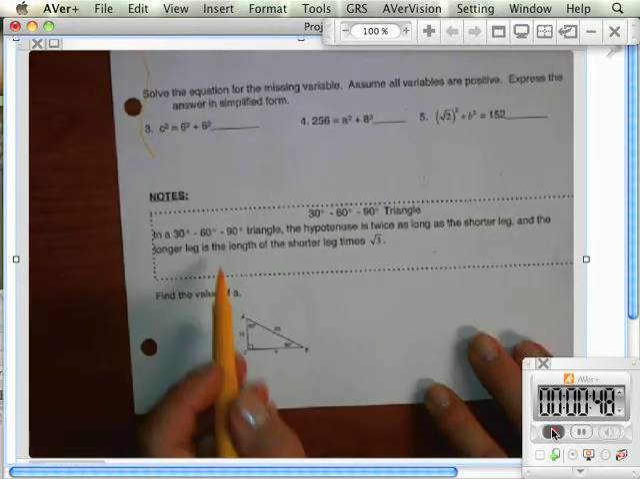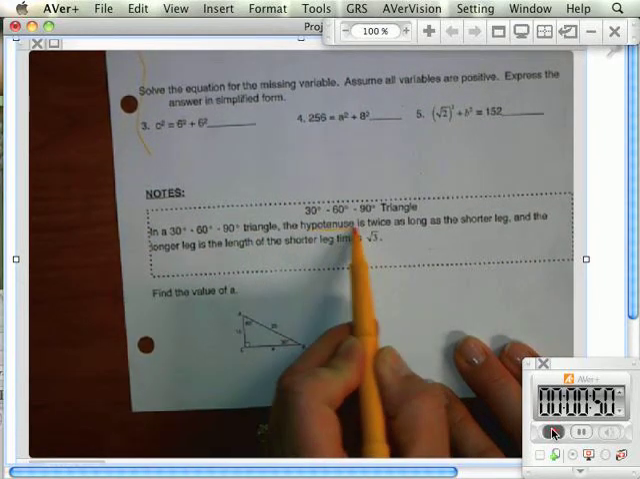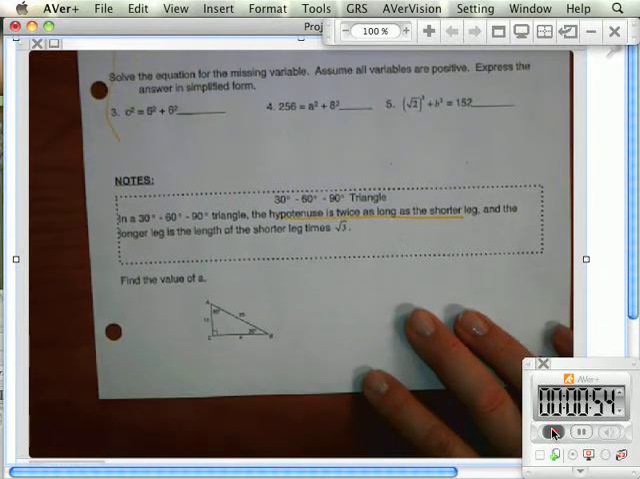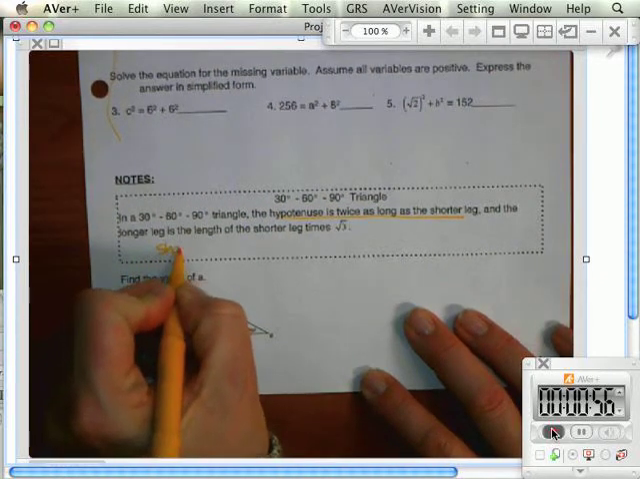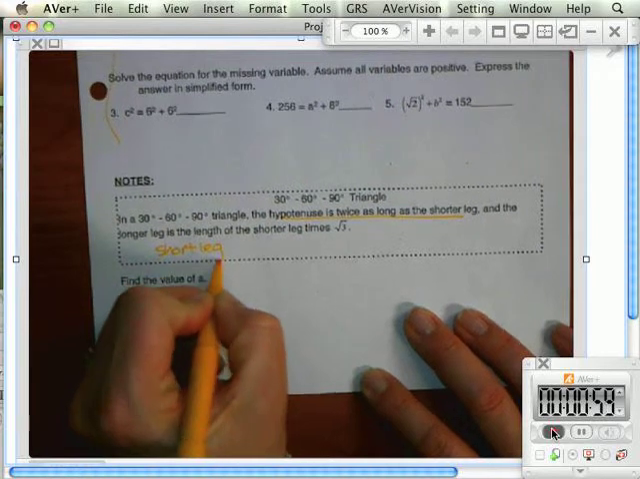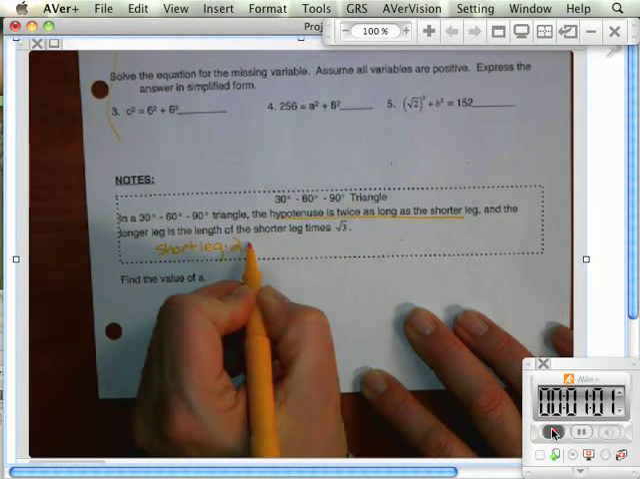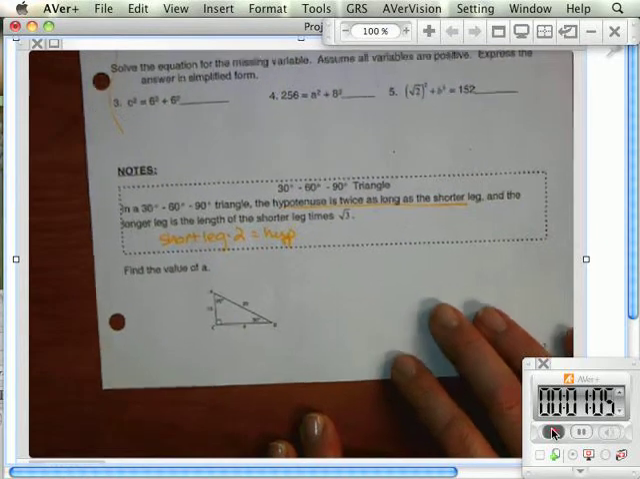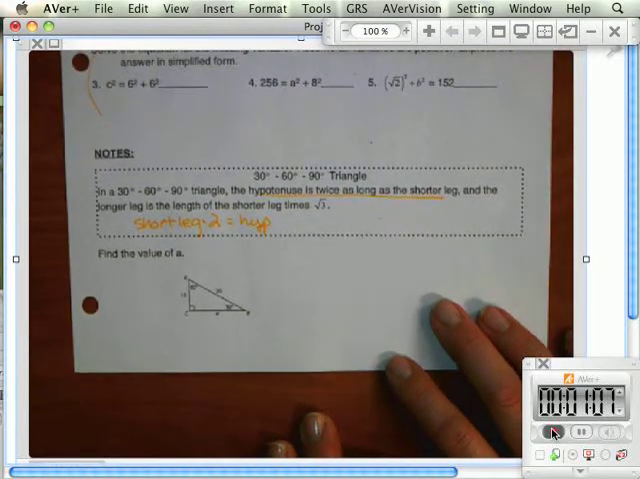In a 30, 60, 90 triangle, the hypotenuse is twice as long as the shorter leg. So if I put that into words, it's the short leg times 2 equals the hypotenuse. Short leg times 2 equals the hypotenuse.